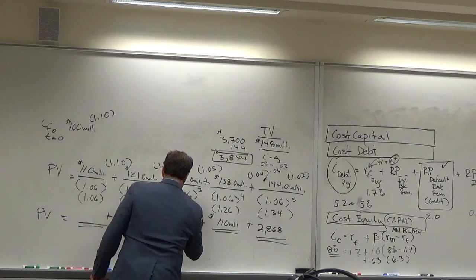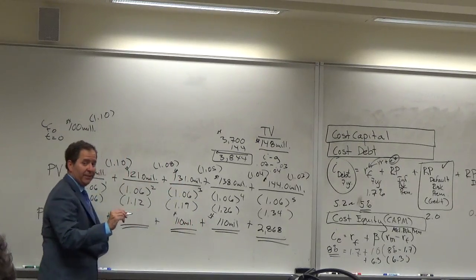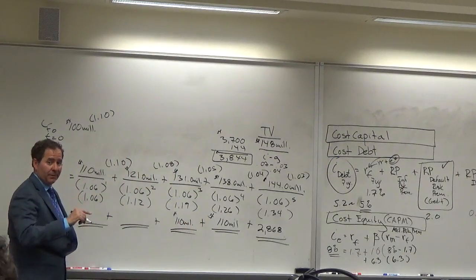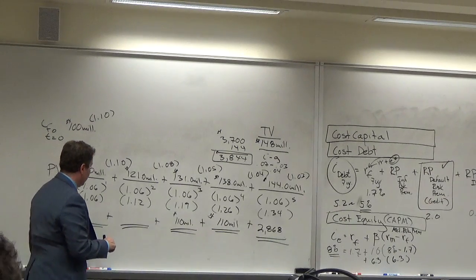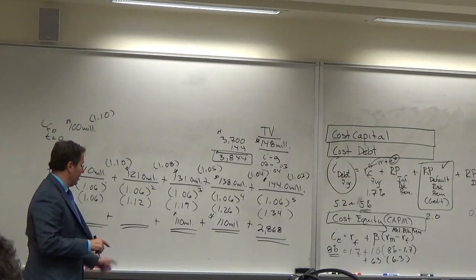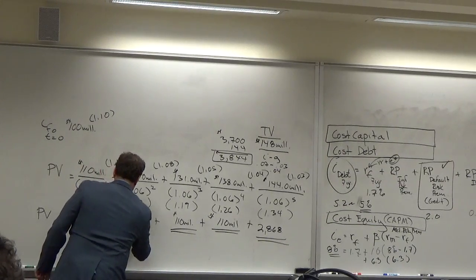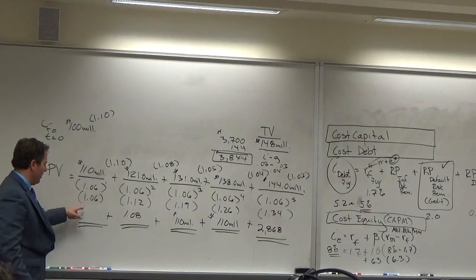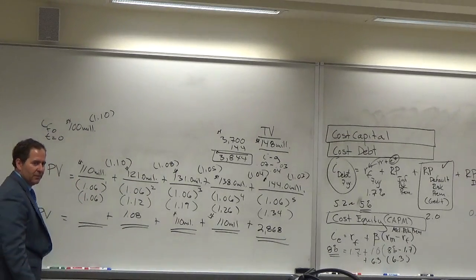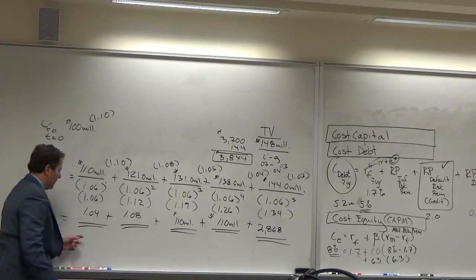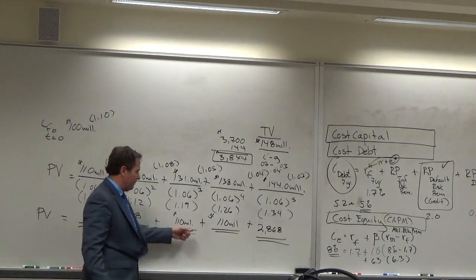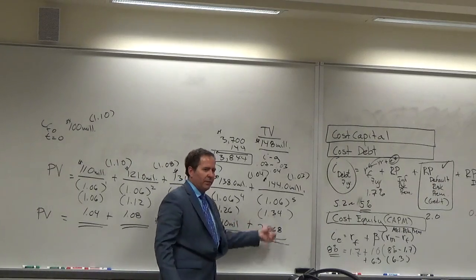100%. Is it? Yeah, I need confirmation, because I don't want to have to go back and redo this. One time in my class, they screwed it all up and they made me go back, after I spent like 30 minutes doing this stuff. Yeah. 121 million divided by 1.12. Yep. And what's 110 million divided by 1.06? 104. So 104 plus 108 plus 110 plus 110 plus 2,868.